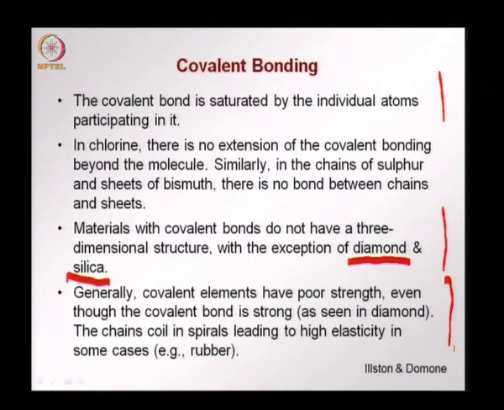Even though the covalent bond itself is strong, since we do not have a strong bond between the sheets and between the chains, we see that covalent elements have poor strength, the exception being diamond and silica. And because of these long chains and sheets forming and the possibility of them bending while maintaining the directionality, we find that covalently bonded elements lead to chains that can coil in spirals, leading to high elasticity and flexibility, like in the case of rubber.